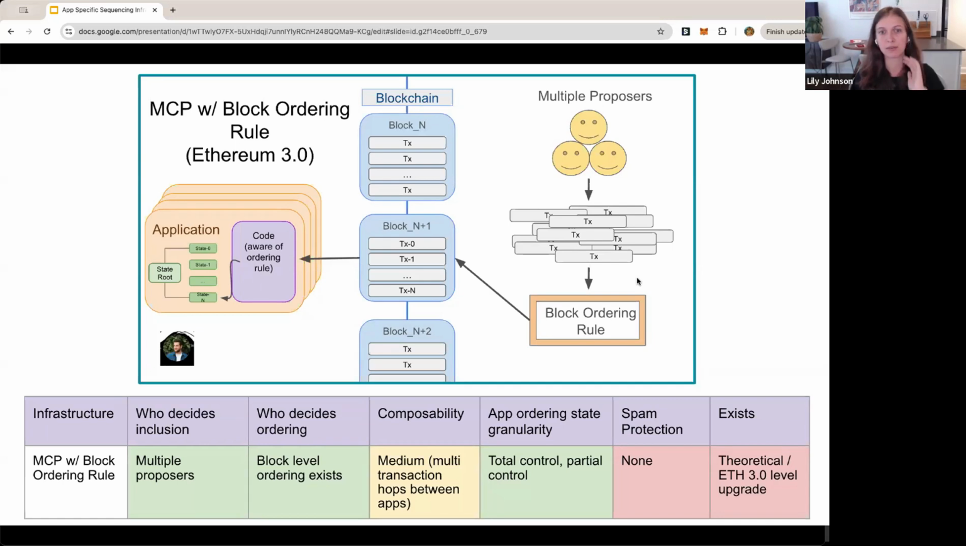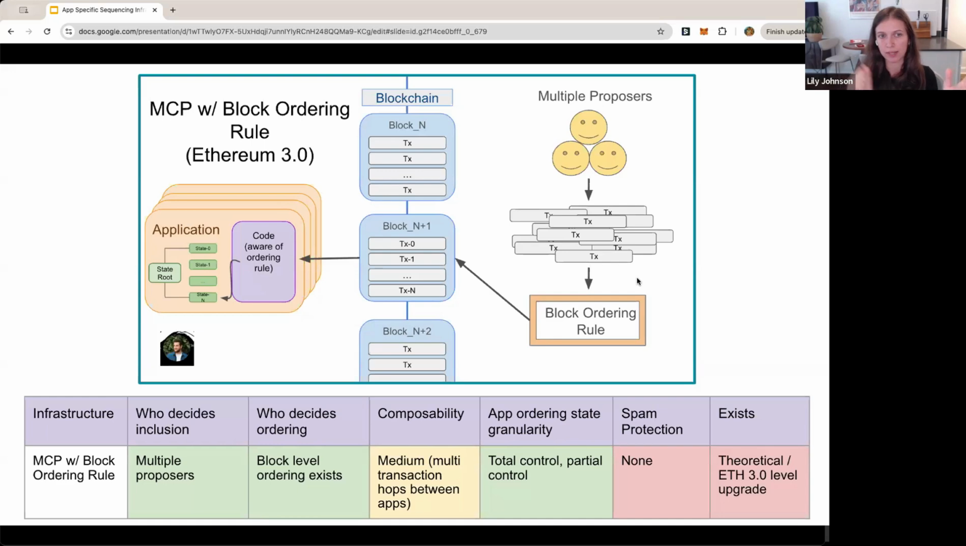But if this is enforced on a global block level, it kind of forces applications to be sequenced a certain way. Let's say that I am an application and I want to sell an NFT to the highest bidder. The person who pays the most in that fee signal will go first. So they're able to win the auction, express the auction that way.